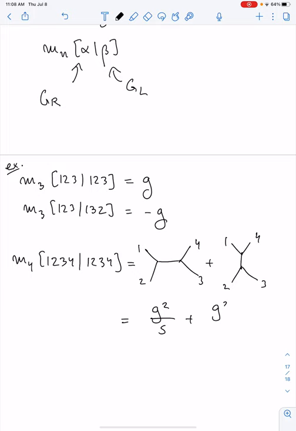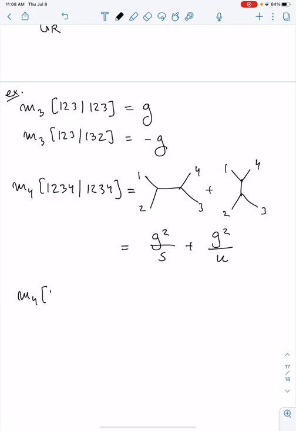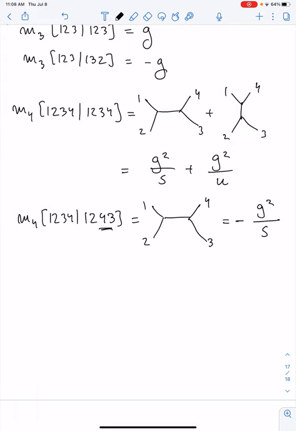On the other hand, if I were to flip the color ordering of the second factor, then what would I have? So I flip these two orderings, then the diagram that I had first, 1, 2, 3, 4, is compatible with both color orderings, but the U-channel diagram is not. And because in the second diagram, for the cubic vertex, I will have flipped 3 and 4 in the second ordering, that will cost me a minus sign, so this amplitude is minus G squared over S. I apologize for any background noise during this recording. Hopefully you can still hear. So these are examples of the color ordered amplitudes, and of course as you go to higher point it gets a little more complicated, but it's still very easy to write down the amplitudes systematically.